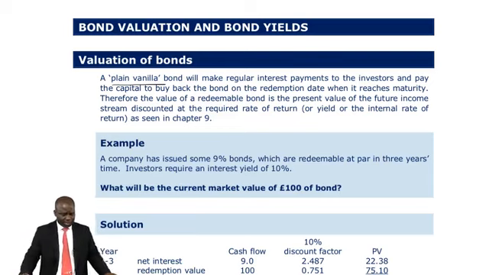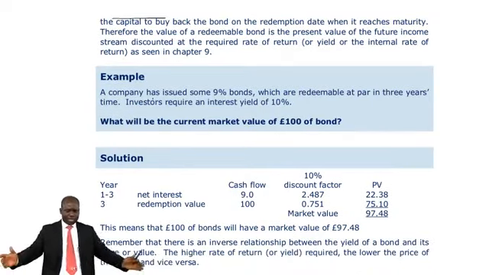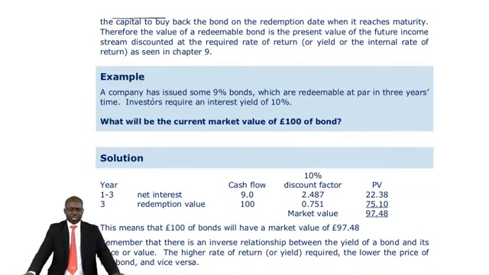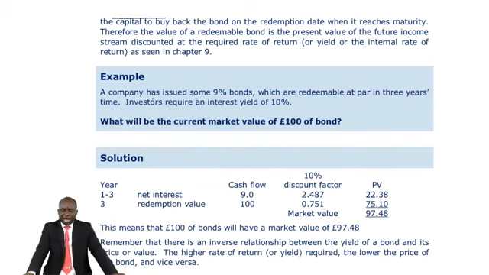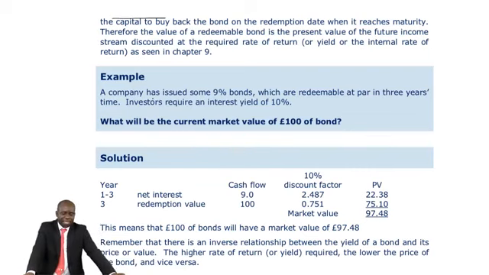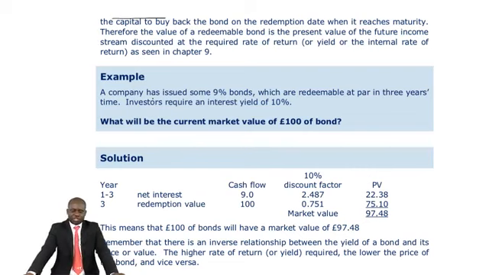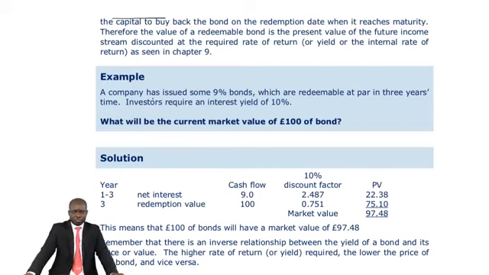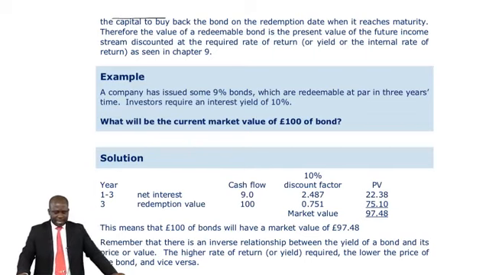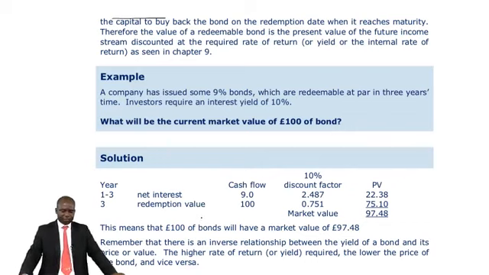of the maturity. So let's take this example to illustrate. A company has issued some 9% bonds which are redeemable at par in 3 years' time. Investors require an interest yield of 10%. What will be the current market value of £100 of the bond?